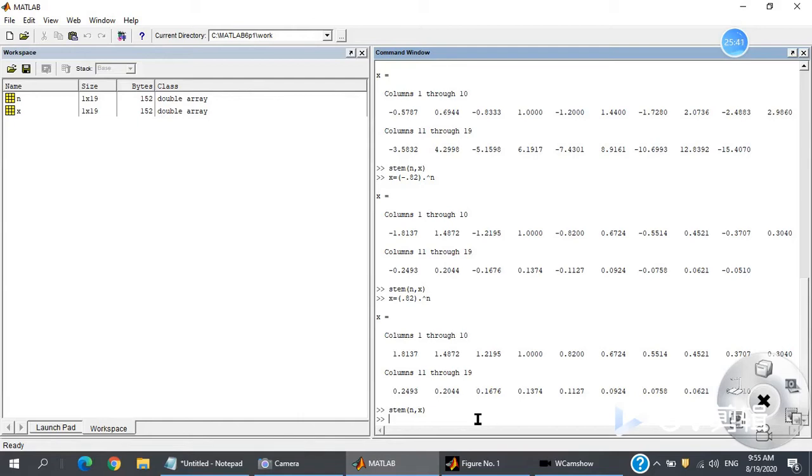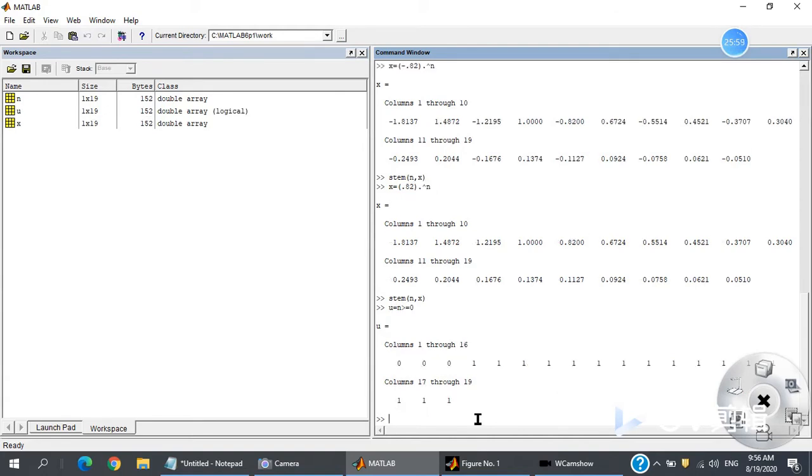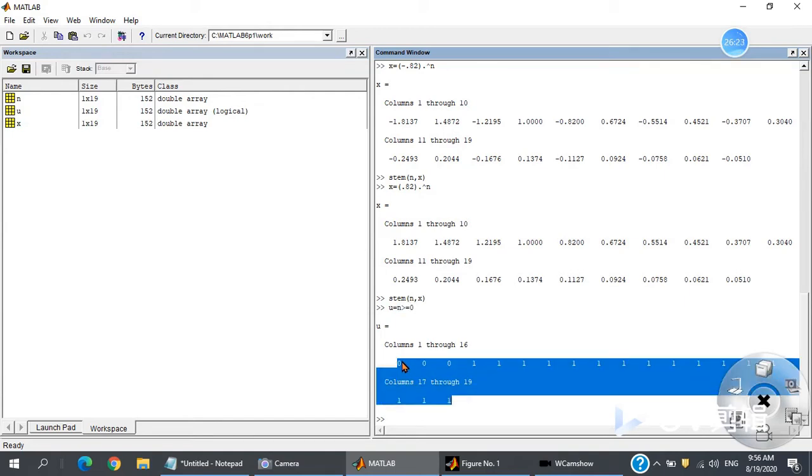I showed you that a, and I already have x. Now I use u. u is a unit step, so we just consider n larger than or equal to 0. This is a logic operation. When the logic is true, the operation returns 1, and when it fails, it returns 0. So we use this way, and the answer will be 0 or 1.